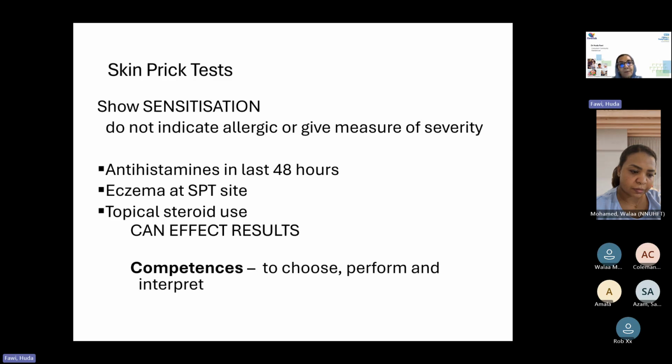What is important is to stop the antihistamine at least 48 to 72 hours before, and make sure that there's no eczema at the skin prick testing site, because topical steroids can affect the results.